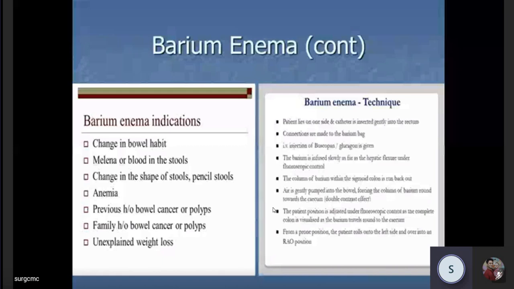See, you have given the dye per rectum, so the dye has gone like this. Here the dye has passed into the terminal ileum. That means the ileocecal valve is incompetent. Okay?